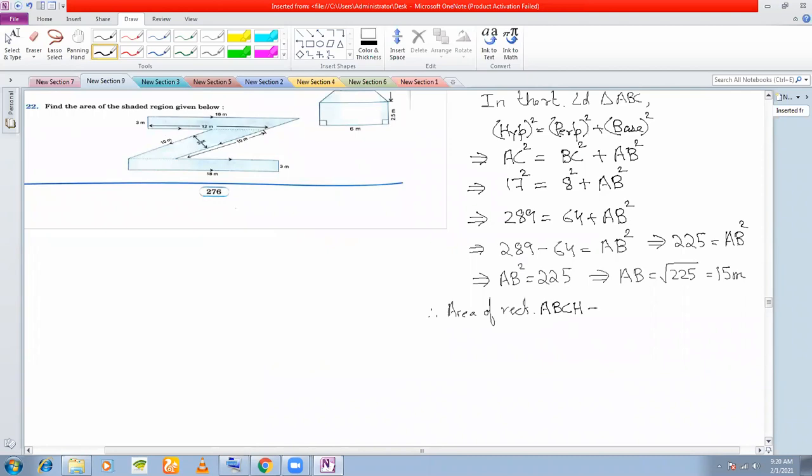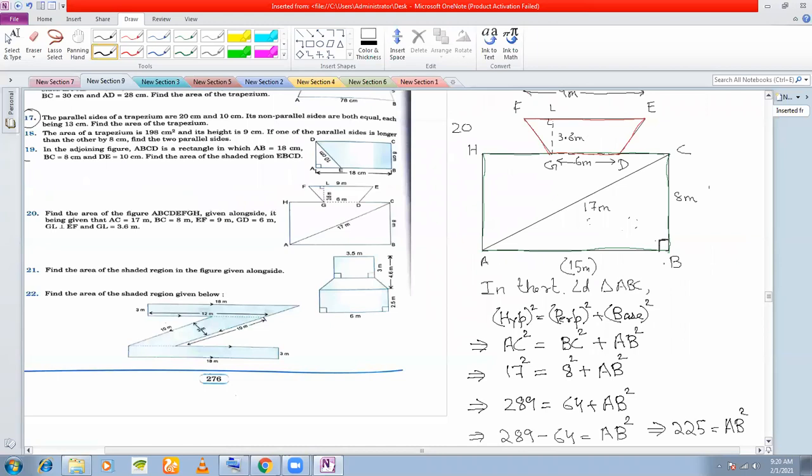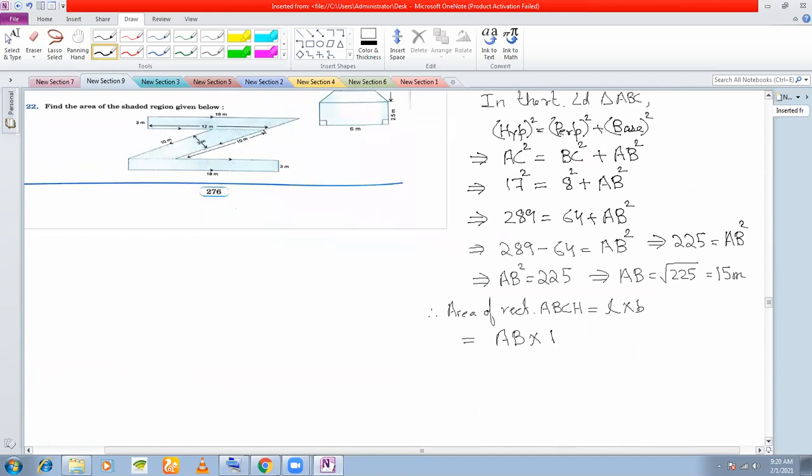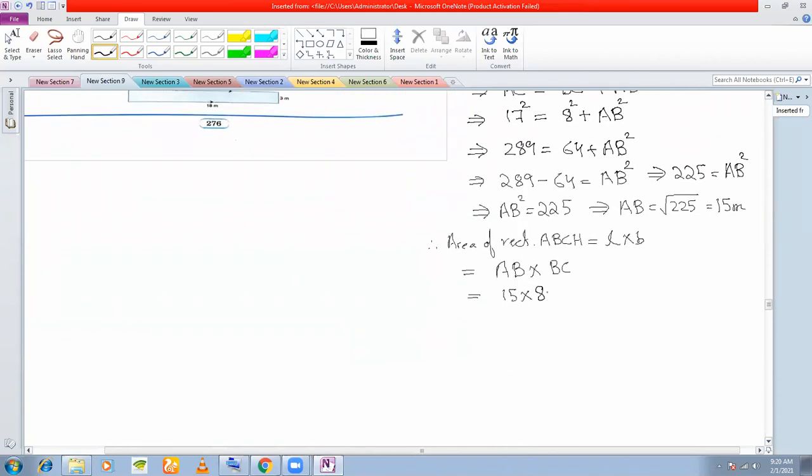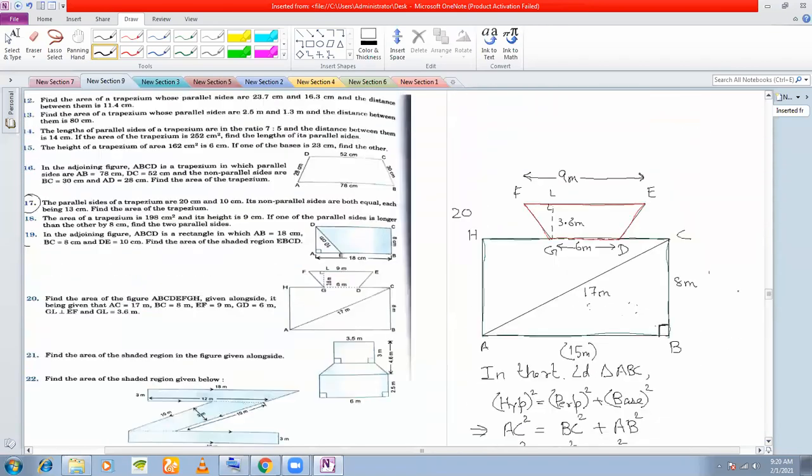Area of rectangle ABCH is equal to length into breadth. Which one is the length? Length is AB. See, AB is the length and the breadth is BC. So AB into BC. AB we have found out to be 15. The length of BC here is 8 meters. So 15 into 8, and 15 into 8 is 120 meters square. So that is the area of the rectangle.